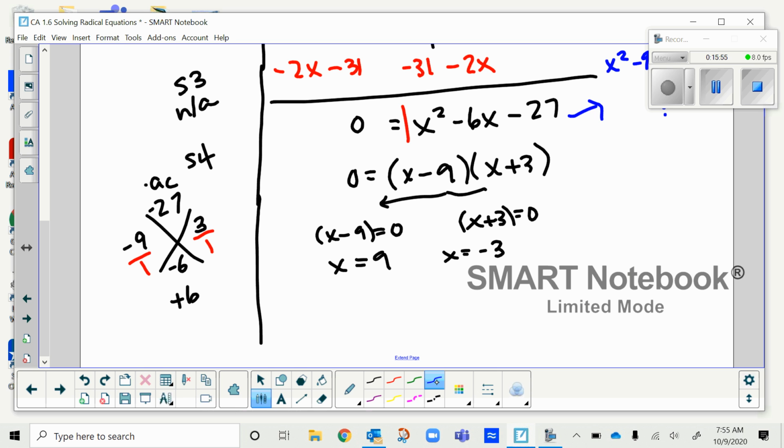And even though it really feels like we want to be done, because we raised to an even power in step 2, we need to check that these solutions work in the original problem. Do not plug them into any of those middle math steps, okay? You want to plug it into the original equation to check them out. So let's do that.